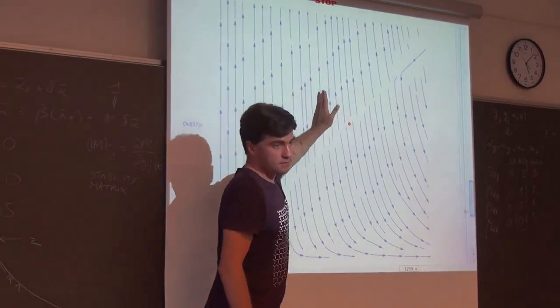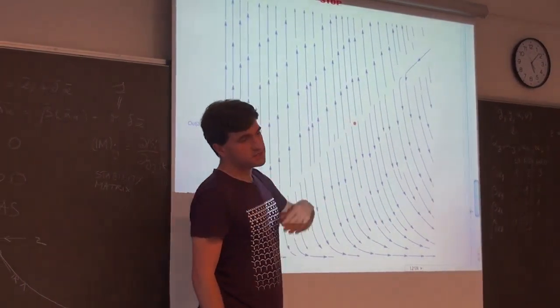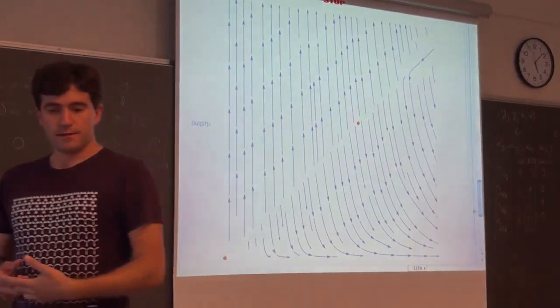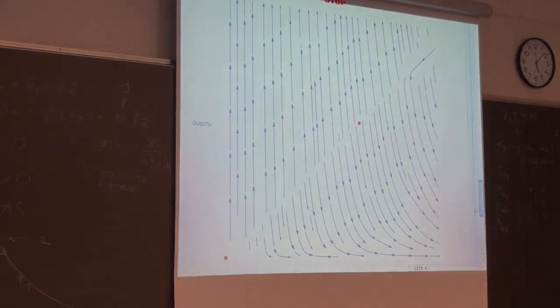You see these lines are almost vertical here. But okay, then you can rescale. In this case it happens. Eigenvalues of the stability matrix are real physical quantities. They do not depend on the scheme. Okay?